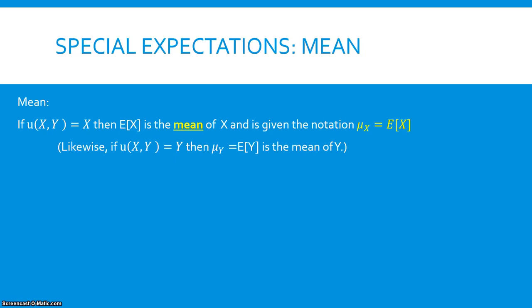We're going to talk about some special expectations. The first one is the mean. If our function of x and y, u, is equal to x, then we call the expected value of x the mean of x, and we give it the notation mu with a subscript x, so we know that it's the mean of the x random variable. And similarly, if we have our function u equal to y, then we can also talk about the mean of y.